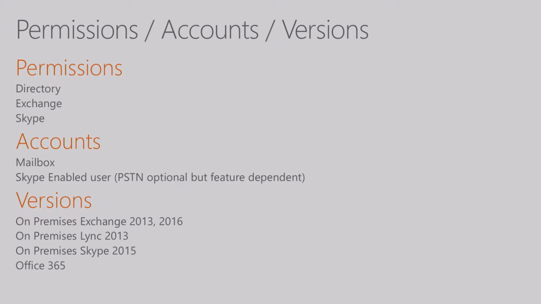So from a permissions perspective, we have to have things set up correctly in not only our directory, whether that's online or on-prem. We have actual Exchange that has its permissions because we're going to be given rights to accept and auto-reject meetings as the case may be. And Skype has to be a user that can get in, right? We have to have a mailbox. It has to be Skype enabled, so we can get onto it.